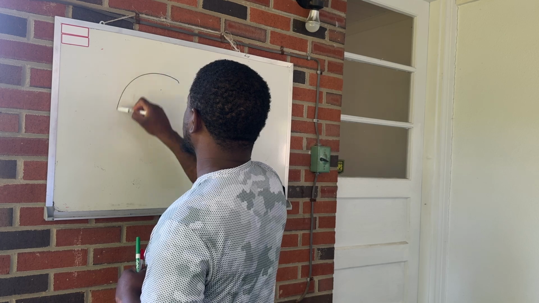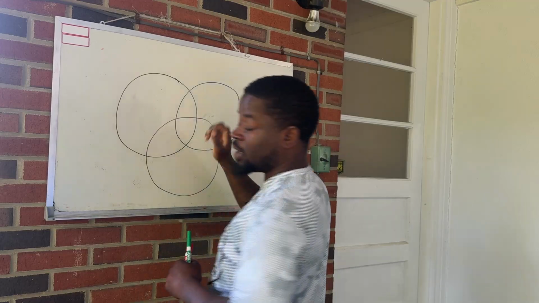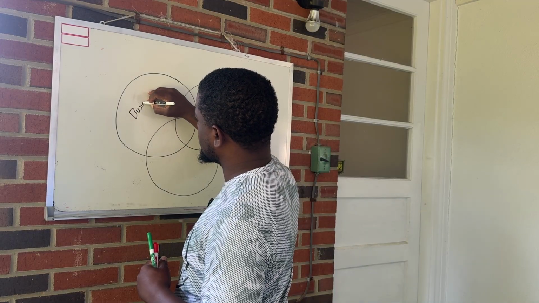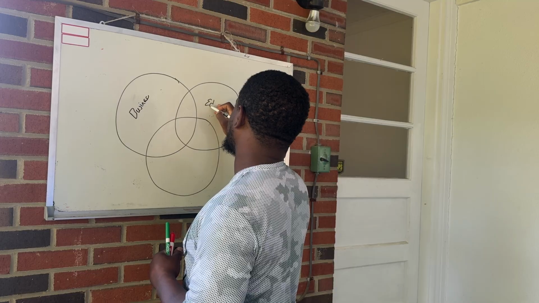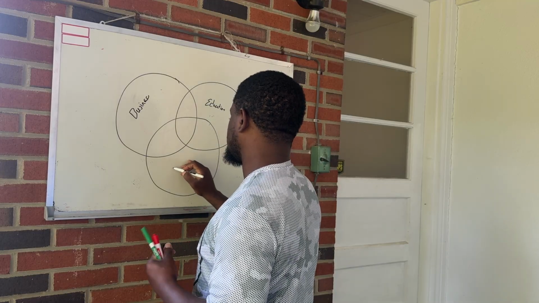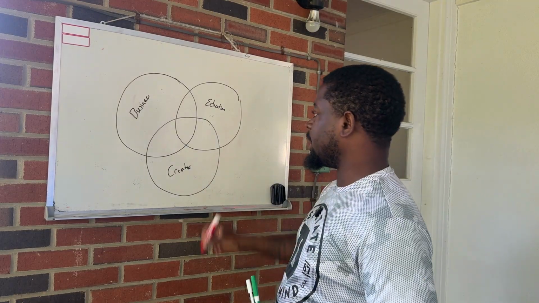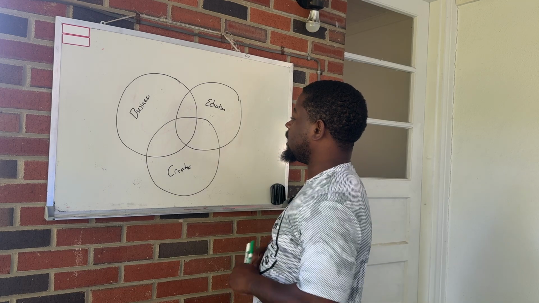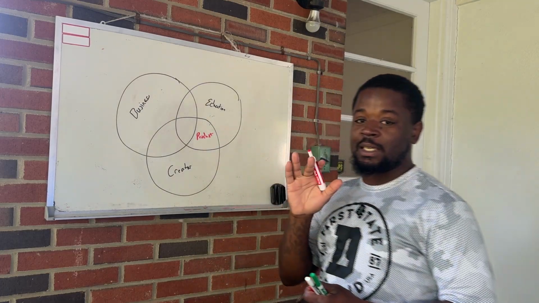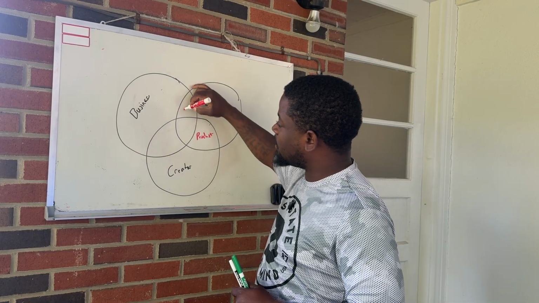So I'm going to draw my 3 boxes here. There's going to be a 4th one up here, but I'm not going to get to that yet. So we got business. We got education. And then we got creator. All right. So when you are a creator and you make educational content, that is a product. That's why you've seen a lot of courses and a lot of things like that going on. When you are a business and you focus on education, that is marketing.